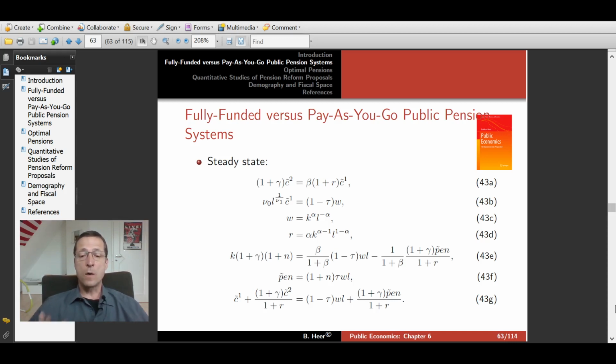Again, by Walras' law, we do not need the resource constraint. It is implied by the other constraints of the economy: the capital market equilibrium, the balanced budget of the Social Security, and the lifetime budget.